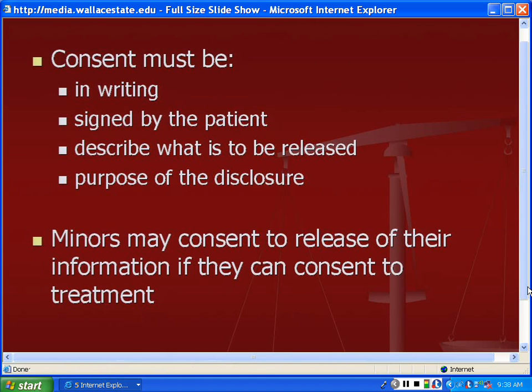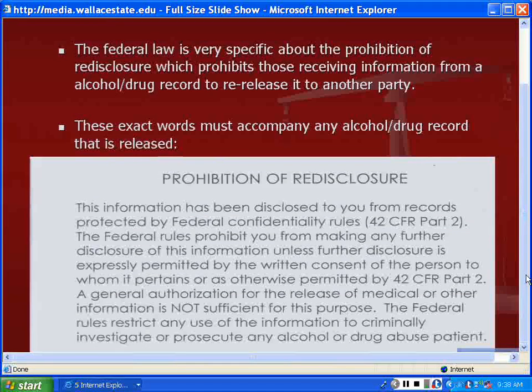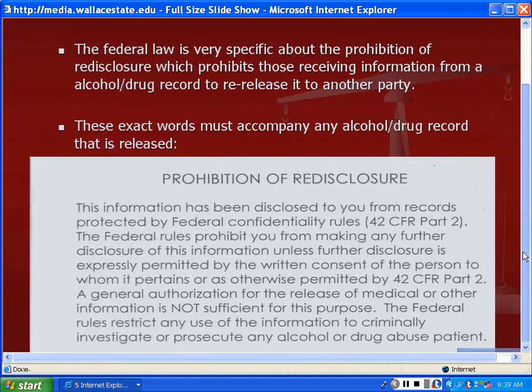Now, I mentioned this back in HIT 153, but another thing about this federal law is that information released has to be accompanied by what's called a prohibition of redisclosure. Just look at the term. It prohibits re-releasing records. That's all that means. A prohibition of redisclosure is a statement that prohibits the person who is receiving information from turning around and giving it to somebody else. The federal law is very specific about it, and it will say exactly the words. You don't paraphrase, you don't change it and say, well, I think this sounds better. It has to be in these exact words.